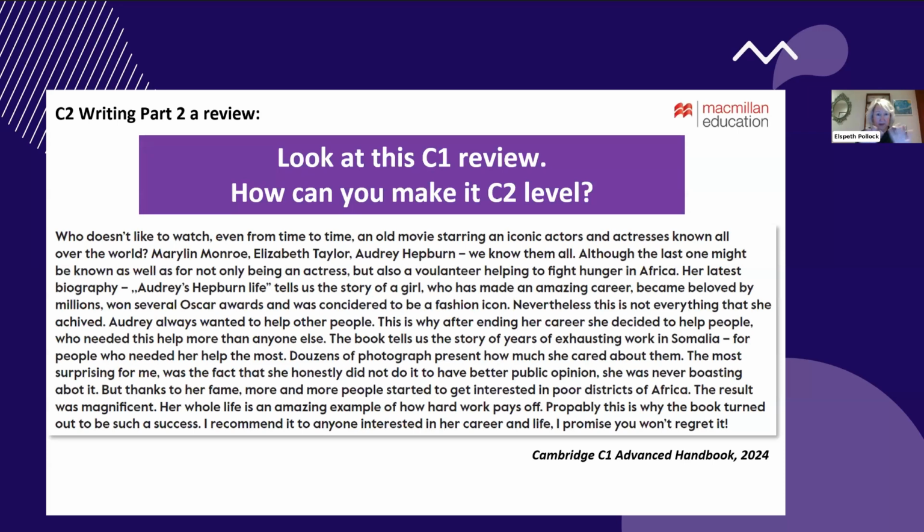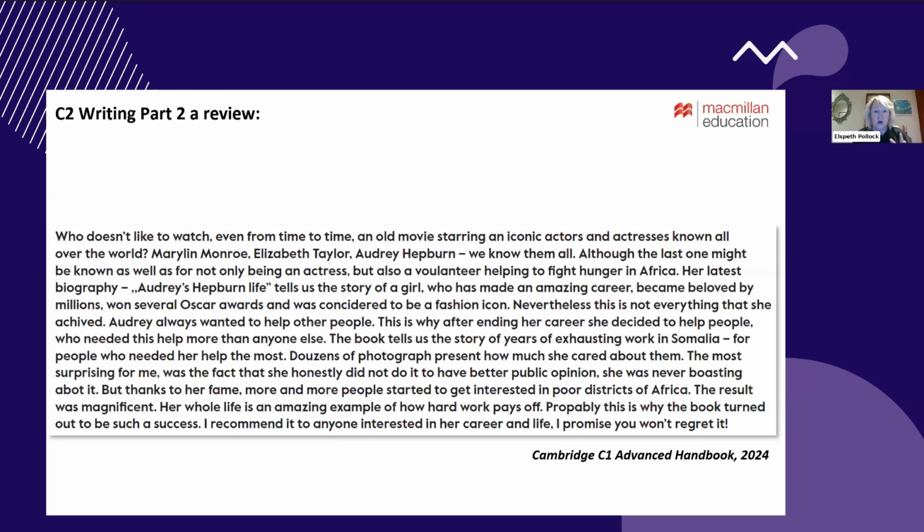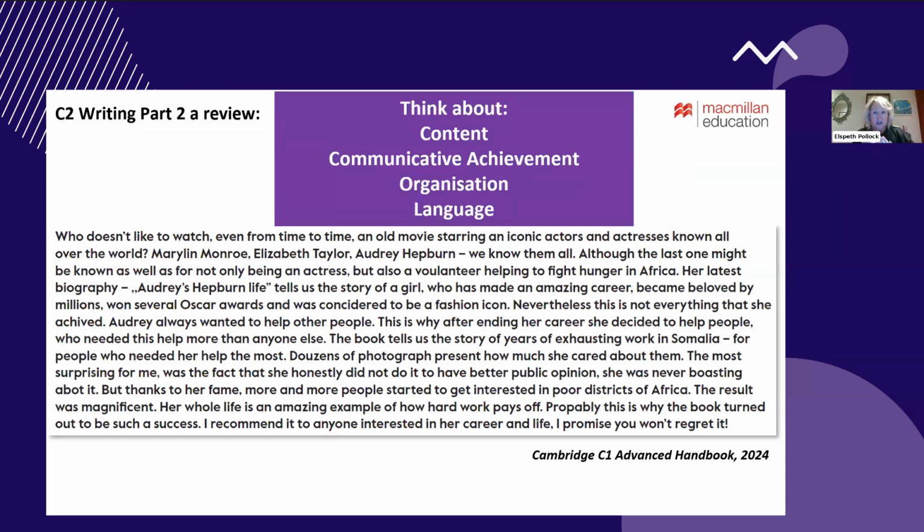So, and again, don't worry about reading it. What they do is they think about, okay, what does it need? They think about it in terms of content, communicative achievement, organization, and language. All the areas that they are marked on, they think about those, and they might add, well, okay, we need to add some paragraphs, we need to change the order of things and cut out some bits and add some other bits. We need to work on, for example, paraphrasing that. It's not good enough. We need to look at this sentence and add a different linker. And so they work on it.